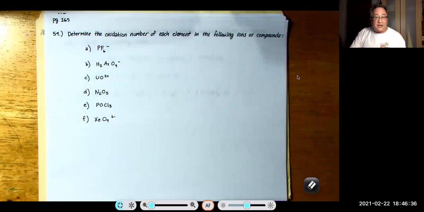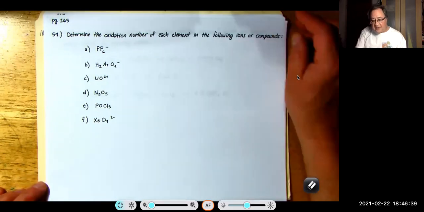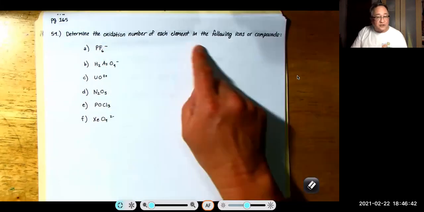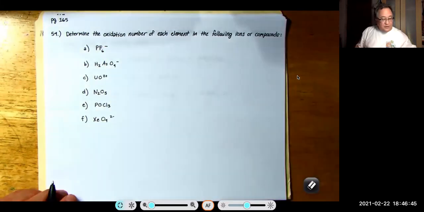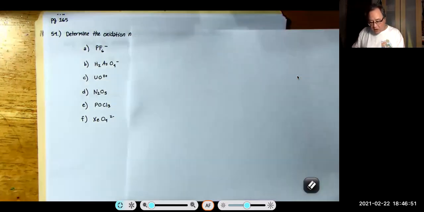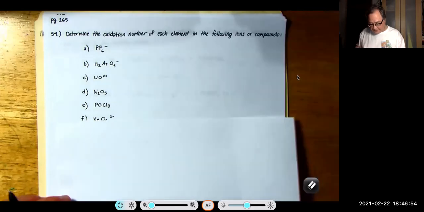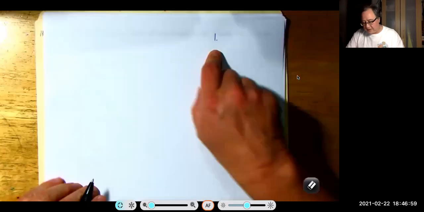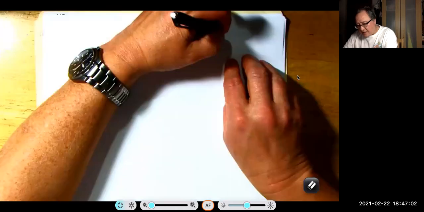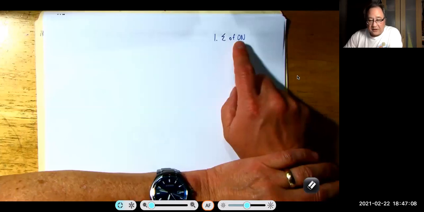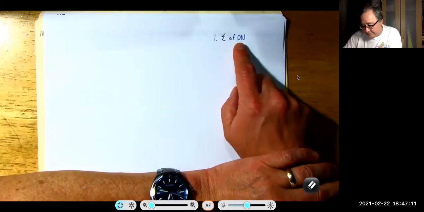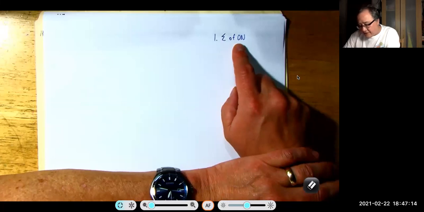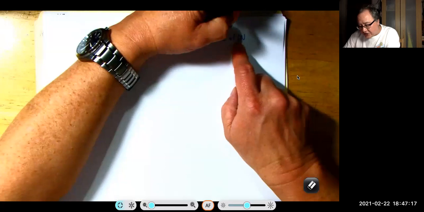Now, this is a topic that we want to get through tonight. How do you determine the oxidation number of elements in ions or compounds? There's a few rules you need to be able to use. Rule number 1. The sum of, so take a look at this. ON means oxidation number. I don't want to have to write that out again and again and again. So that's something that you need to know is ON is oxidation number.